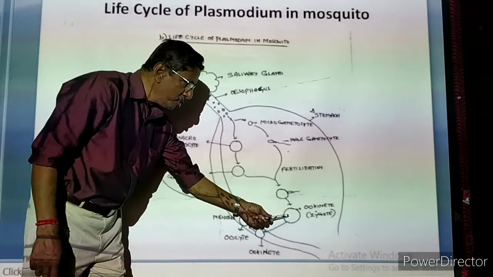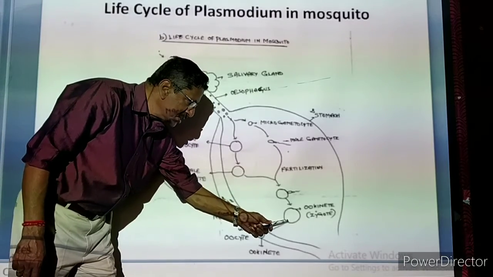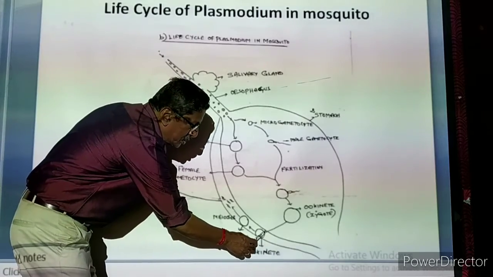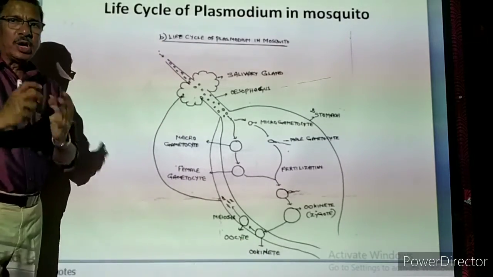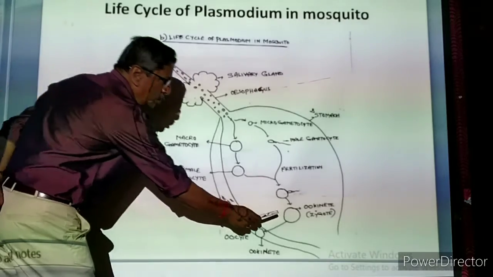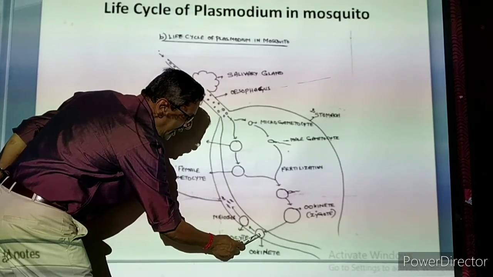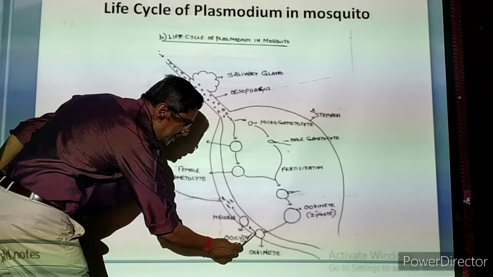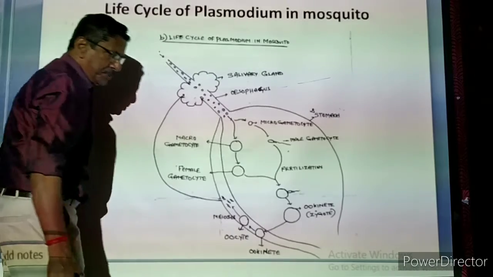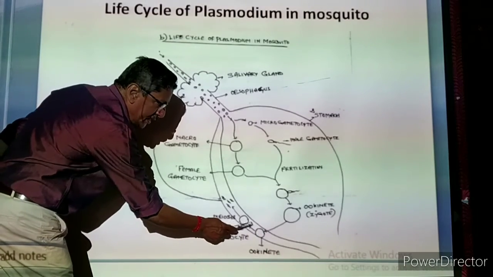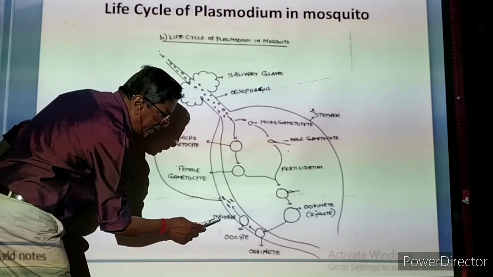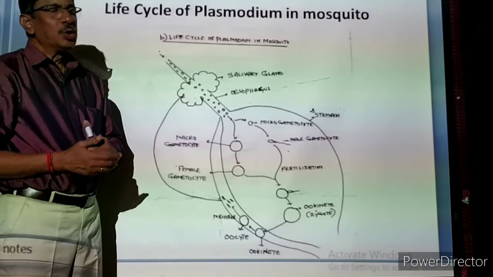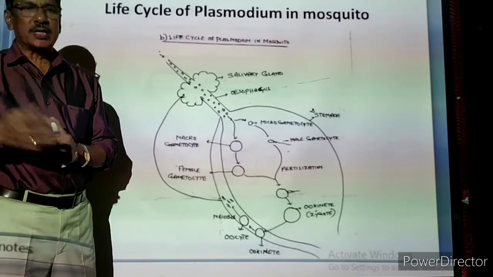Once a zygote is formed in the stomach cavity, the zygote or ookinete is penetrating and entering the wall of the stomach. The stomach wall is made up of muscle. So the ookinete is penetrating and entering the stomach wall. Then in the stomach wall, it changes into an oocyst, a single cell. Now the oocyst undergoes meiosis. Meiosis is a type of cell division. During meiosis, one cell is divided into 4 daughter cells.